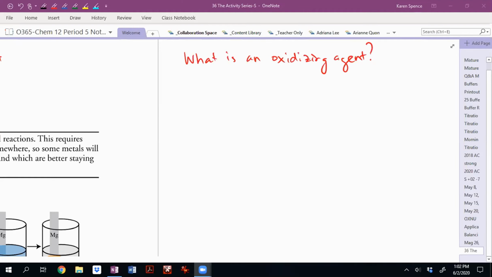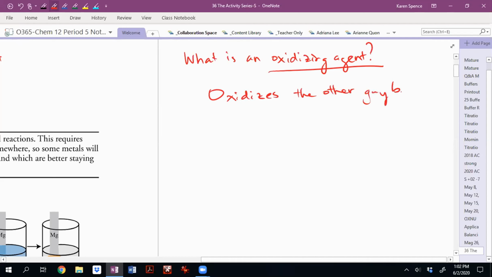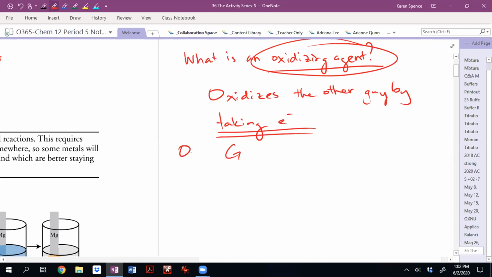Something that helps another thing to oxidize by taking electrons. Yes, that is absolutely correct. An oxidizing agent oxidizes the other guy by taking electrons. And if the oxidizing agent is taking the electrons, that means that the oxidizing agent will be gaining electrons. So the oxidizing agent actually ends up getting reduced.